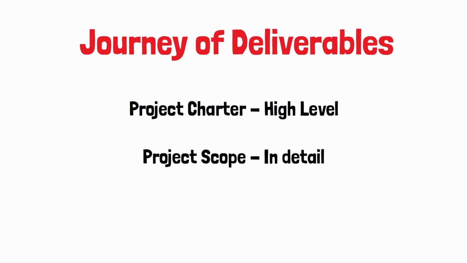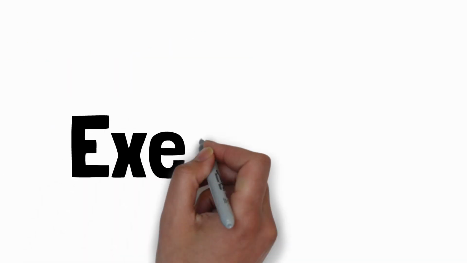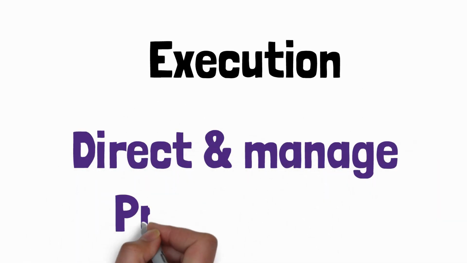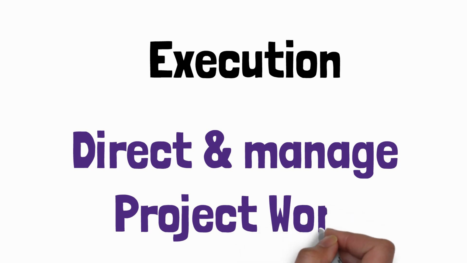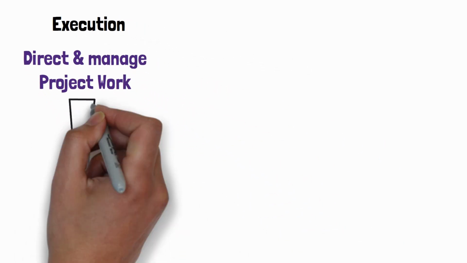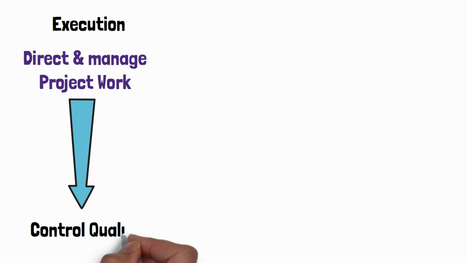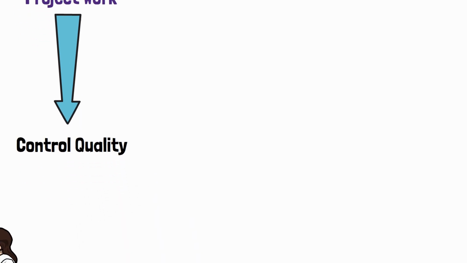But the key here is, where do we produce these deliverables? We produce deliverables in the execution, specifically in direct and manage project work. We create deliverables along with work performance data. And now we need to do a quality check. So we push these deliverables as an input to control quality.